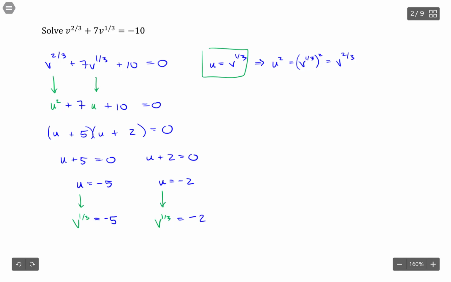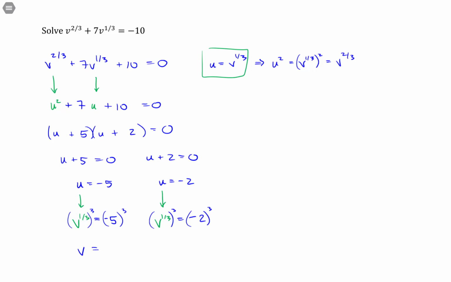Now, to continue solving this, what I need to do is I need to raise both sides of this equation to the 3rd power. The reason I'm raising to the 3rd power is because rules of exponents tell me 1/3 times 3 gives me 1. So that would leave me v to the 1st power, or just v. -5 to the 3rd is -125, and -2 to the 3rd is -8.